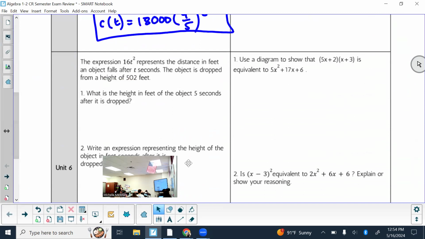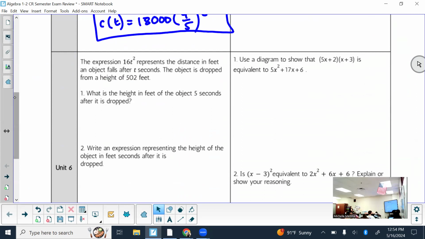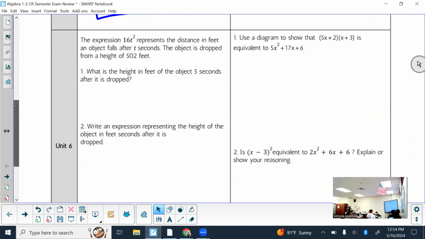Okay. So the expression 16t squared represents the distance in feet an object falls after t seconds. The object is dropped from a height of 502. What is the height in feet of the object 5 seconds after it's dropped? And write an expression representing the height of the object in feet t seconds after it is dropped.